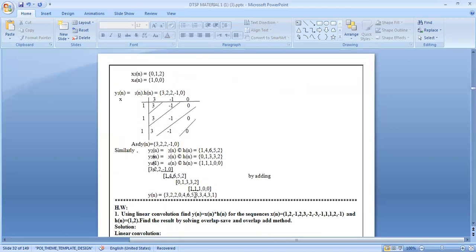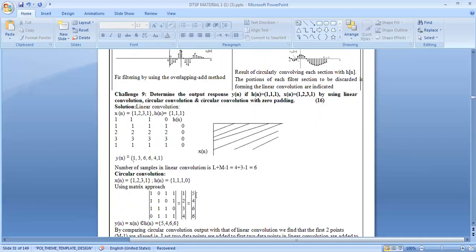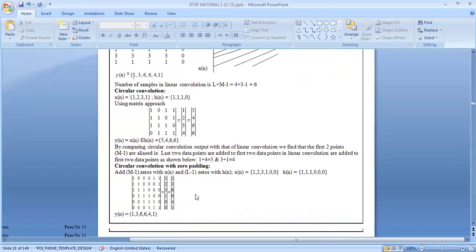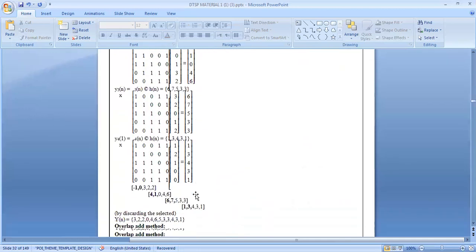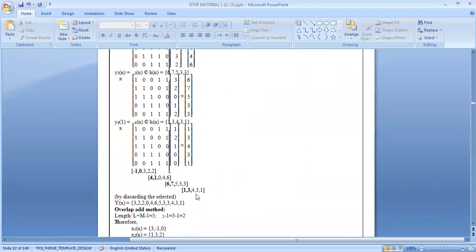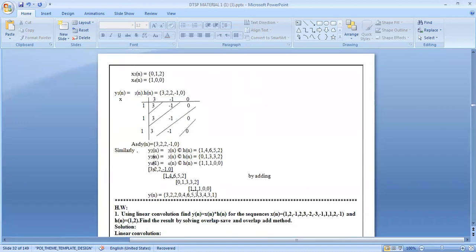What about the overlap add method? In the overlap add method, we take x1 of n, and first we have to find the length, L plus m minus 1. So x1 of n will be 3 minus 1 0, and then x2 of n, x3 of n and x4 of n. You compute the linear convolution of these blocks.